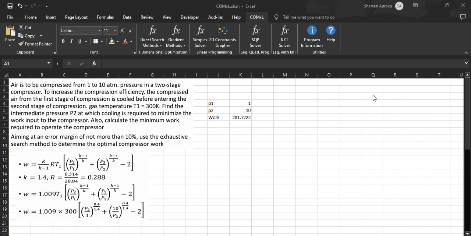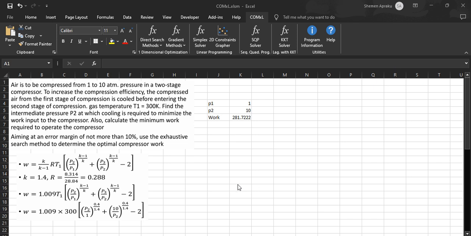Aiming at an error margin of not more than 10%, use the exhaustive search method to determine the optimal compressor work. So now we have two compressors. The air stream comes into the first compressor, that is compressed, and the compressed air outlet of the first compressor is being sent to a second compressor, where it undergoes a second compression and it comes out. So the in of the first compressor is out, that serves as the in of the second compressor, and then the out of the second compressor.